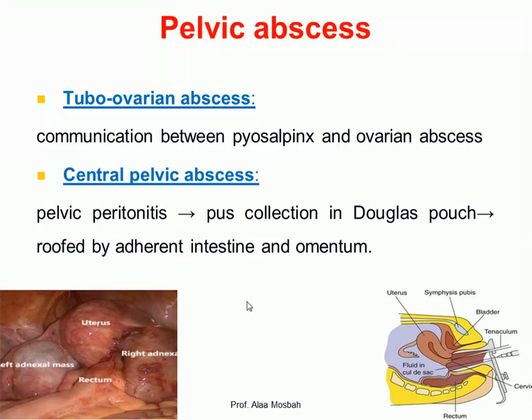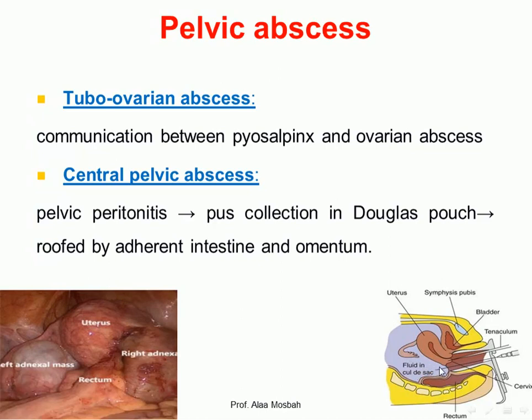Pelvic abscess. What about it? Maybe tubo-ovarian abscess, which is communication between pyosalpinx, which is fallopian tube distended with pus, and the ovarian abscess. Or central pelvic abscess, in which there is pelvic peritonitis, pus collection in the Douglas pouch, roofed by adherent intestine and omentum.